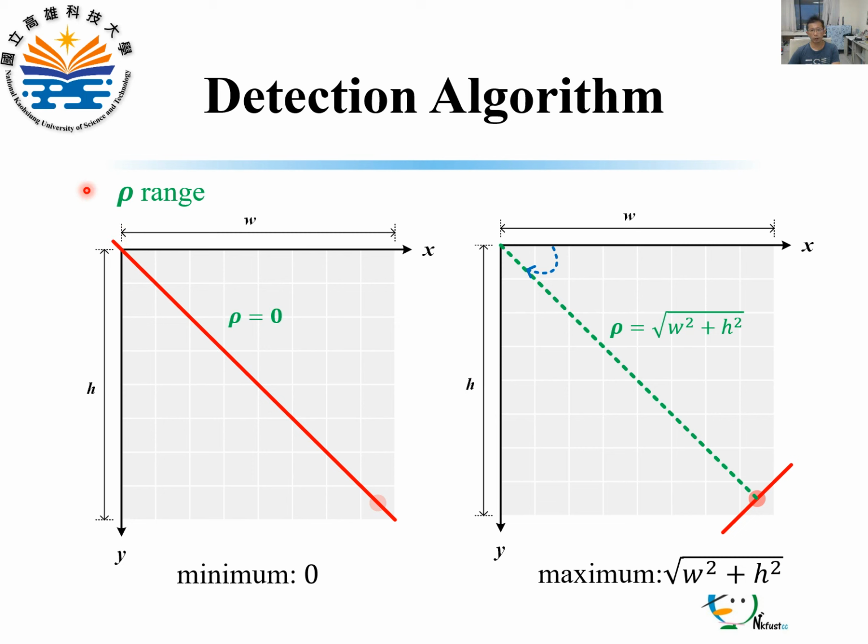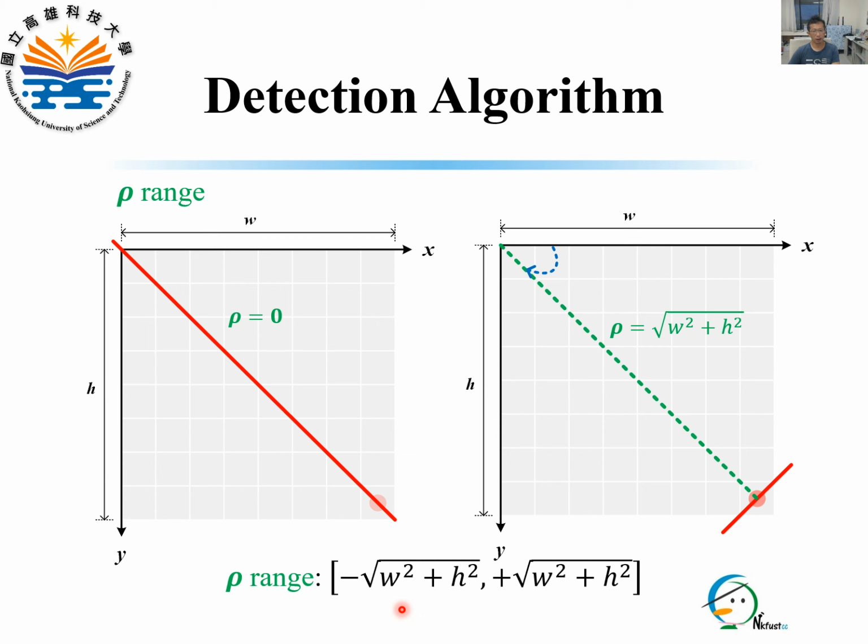For the range of rho, it has a minimum value 0 in the case of the line passing the origin. For an image with the size W by H, the maximum rho is the square root of W squared plus H squared when the line passes the furthest point. Since the cosine theta or sine theta may be negative, rho is also negative in this range.